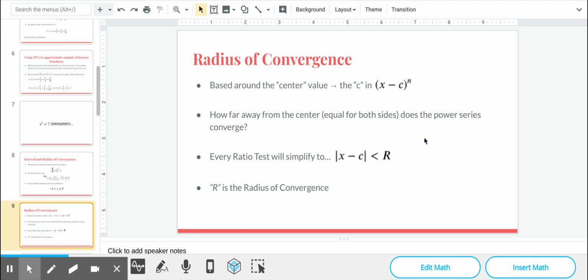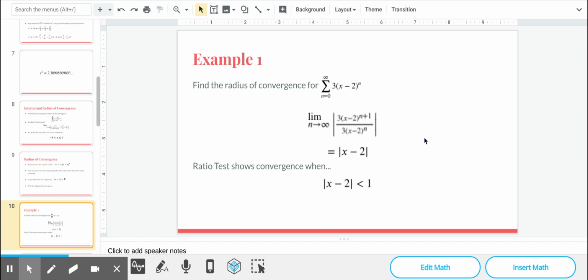Let's go through an example. I think that'll help. So here's an example of a power series. How do I know it's a power series? Well, there's an x in there. There's an extra variable. And then I've also got my n power, which is what I'll be plugging these numbers in for: n equals 0, 1, 2, 3, 4, and so on and so forth. And so I'm going to start off by using the ratio test.